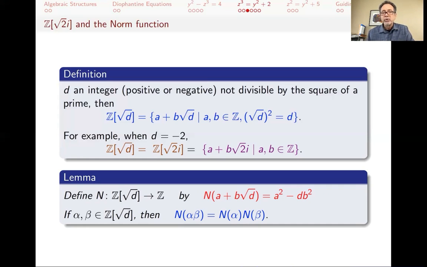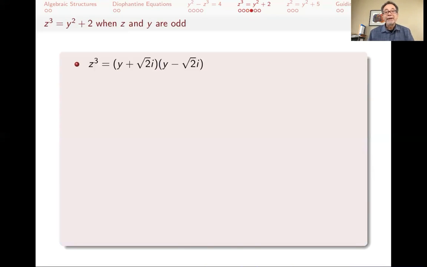You just pick two arbitrary elements alpha and beta in Z joined square root of d, find the norm of each, find the product, find the norm of their product, and you'll see that they're the same. It's just a calculation. Back to our problem. z cubed is y squared plus 2, and z and y are odd, and we want to now carry out our project, the one that we saw in the first example.